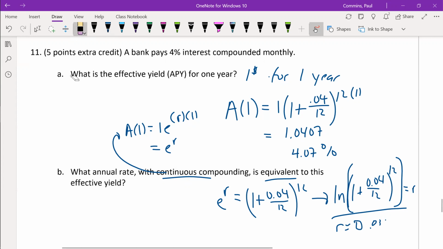0.0399. So it's awfully close to 4%. It's a little bit less than 4%. So what this means is if someone offers you 3.99% compounded continuously, that's the same as 4% compounded monthly.